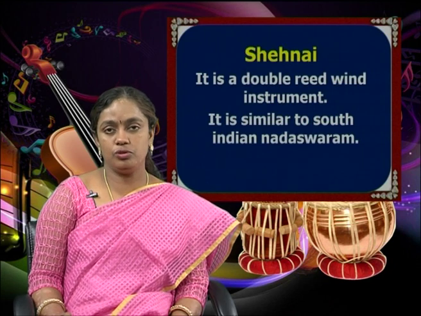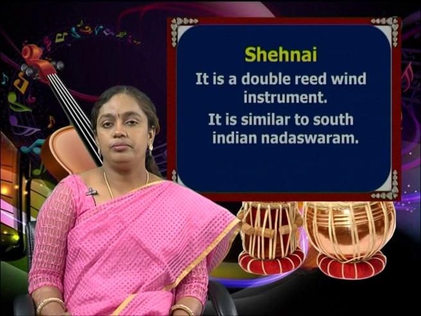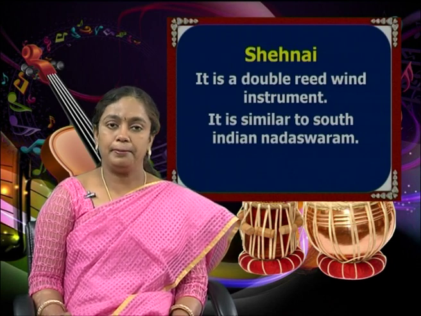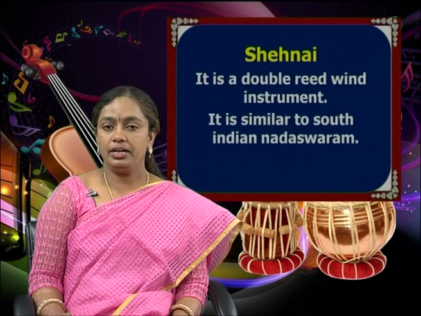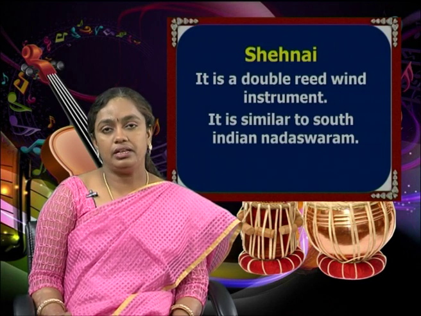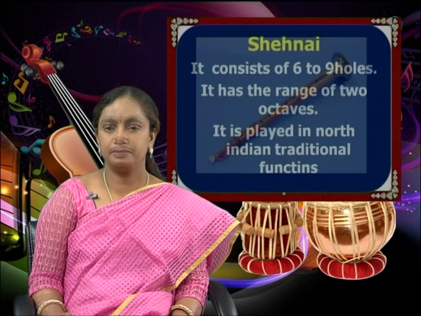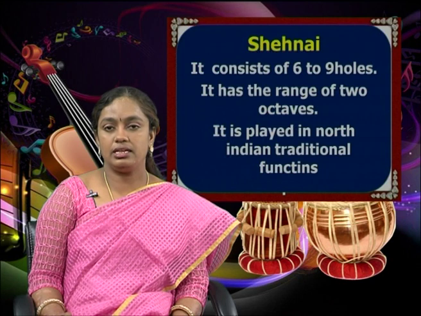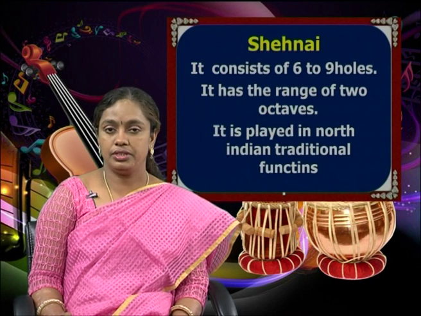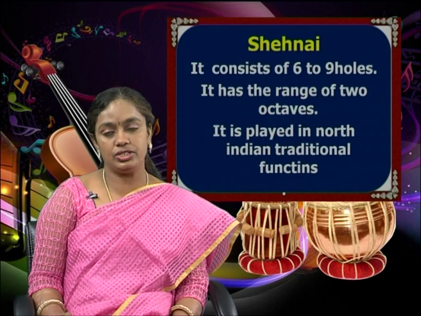And now let us move to some particulars about the shehnai. It is another musical instrument of North India. The shehnai is a double reed wind instrument. It is similar to the South Indian Nadaswaram instrument. It consists of 6 to 9 holes and it has a range of 2 octaves. It is played in North Indian traditional functions.